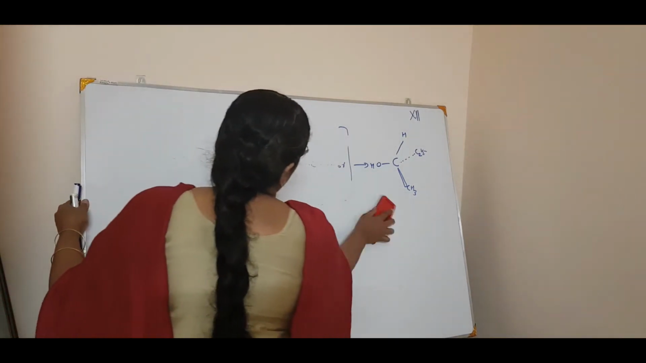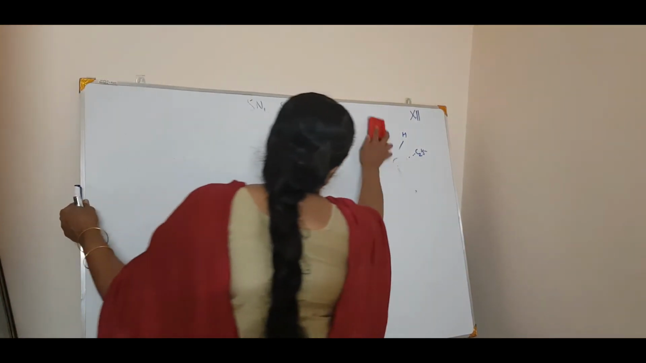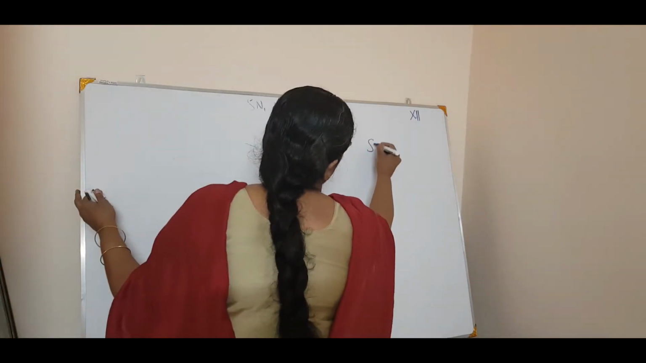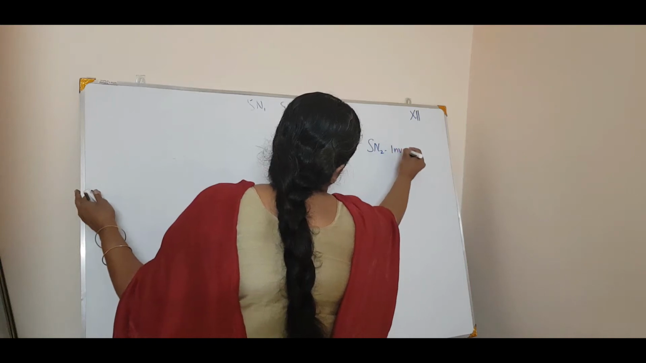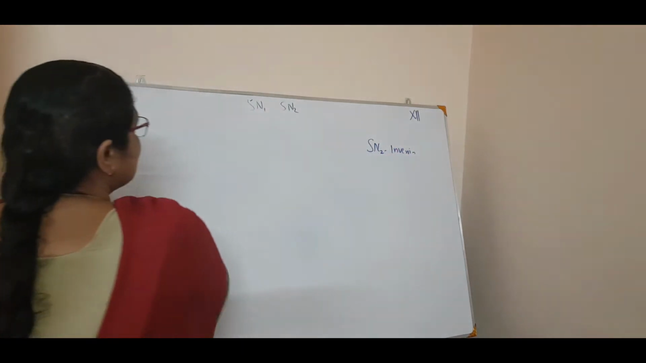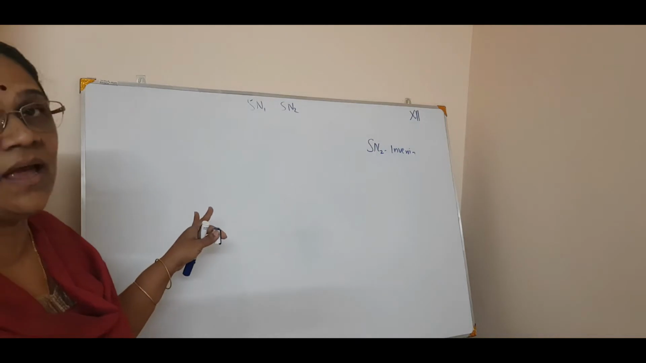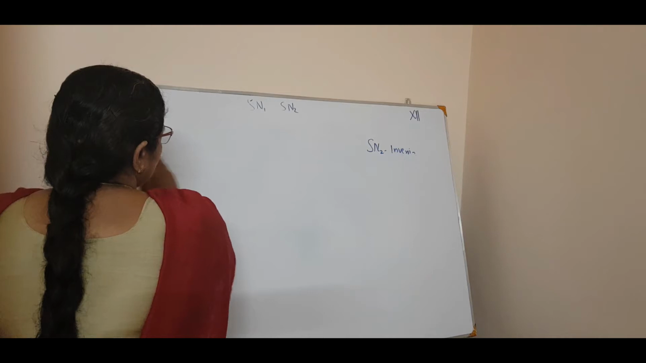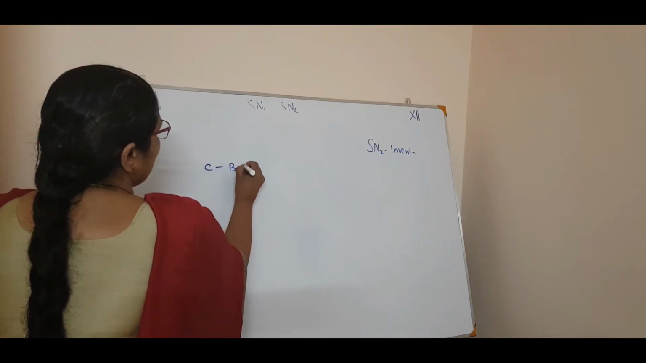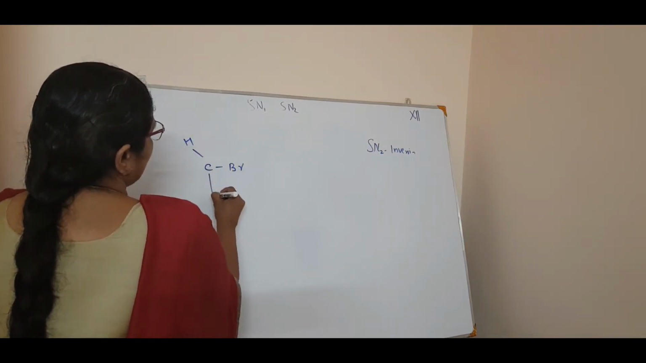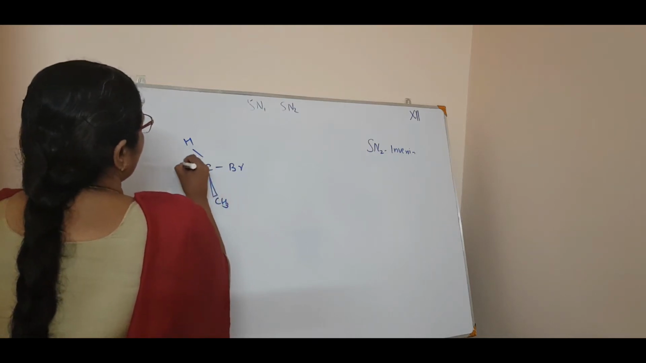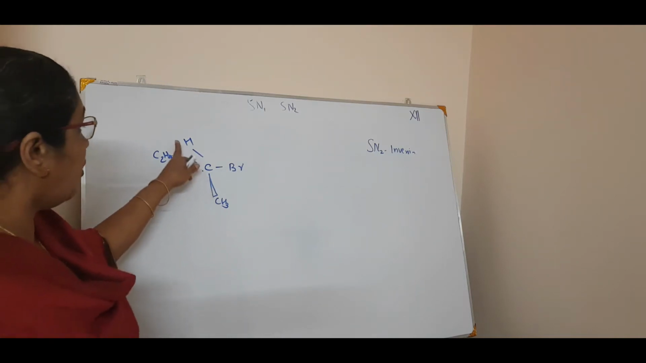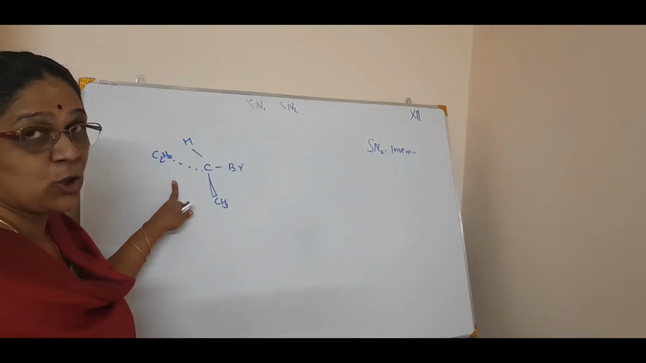Now I told you, for an SN2 reaction there is an inversion of configuration, isn't it? Now we will see what happens when an SN1 reaction happens. The same alkyl halide we will use. Here it is Br, then here it is H, then here it is CH3, and here it is C2H5. So this is an asymmetric carbon atom having all four groups different, so it is optically active.